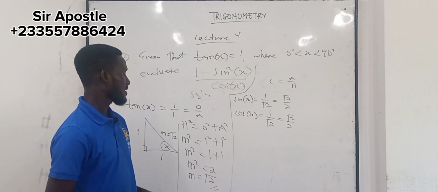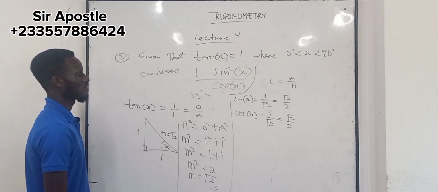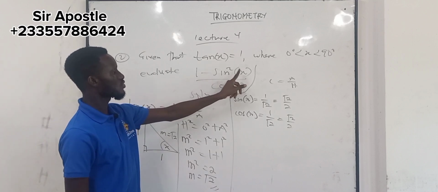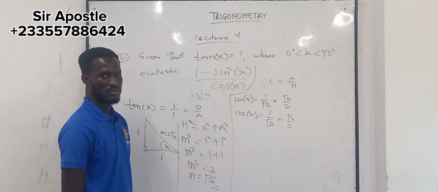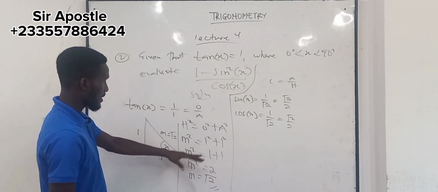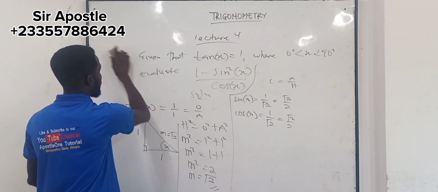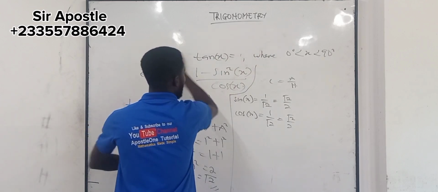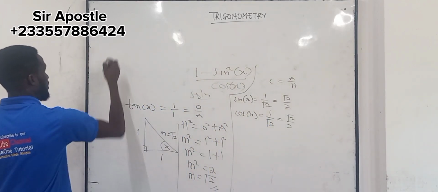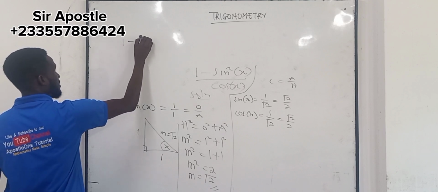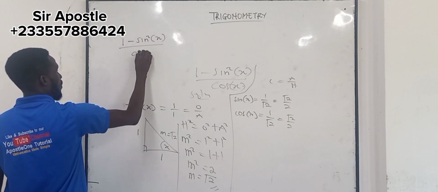Yes. Now, so the rest is we substitute into this equation. So we have 1 minus sine squared x divided by cos x. Yes. Now let me clean this one, then continue from here. Now we are solving 1 minus sine square x divided by cos x.